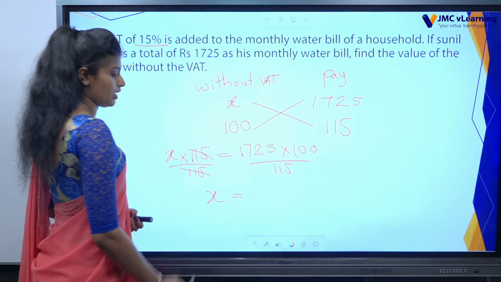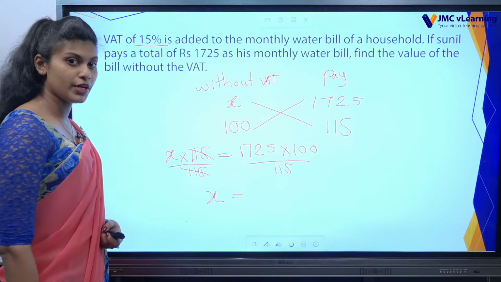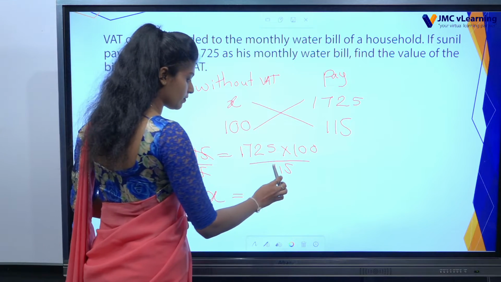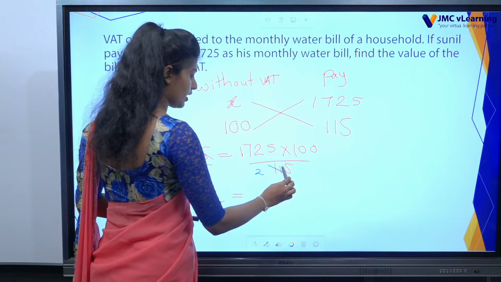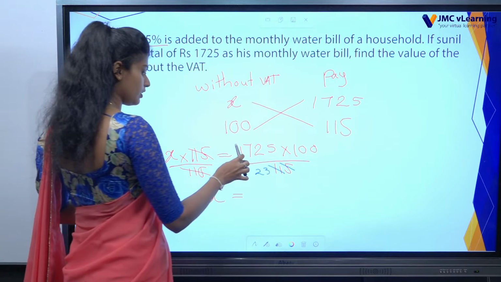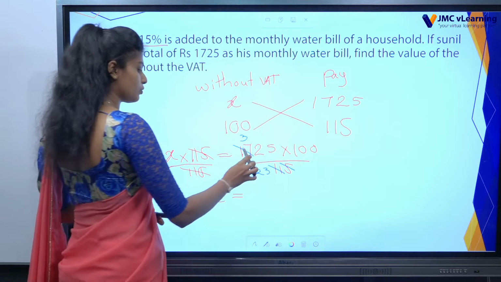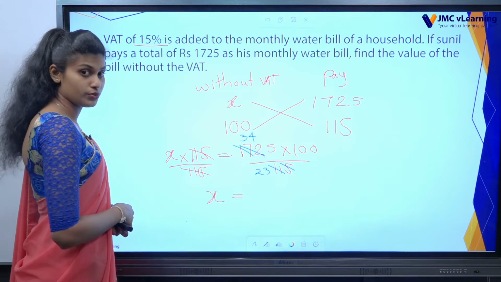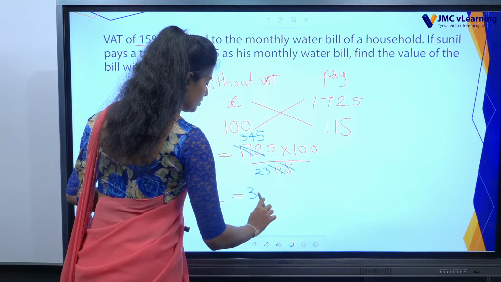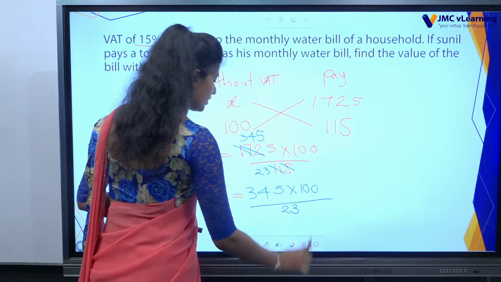Then what's the value of x? Then let's simplify it. So using which number you can divide both denominator and numerator? First let's divide both by 5. Then 2 and here 3. For 15 there are 3 5s. Then here how many 5s? 3 5s. Then 22. 4 for 25. How many 5s? Then 5. So here 345 multiplied by 100 over 23.